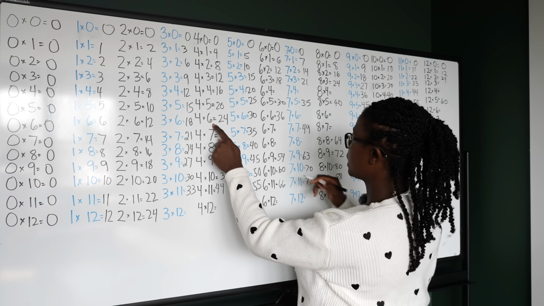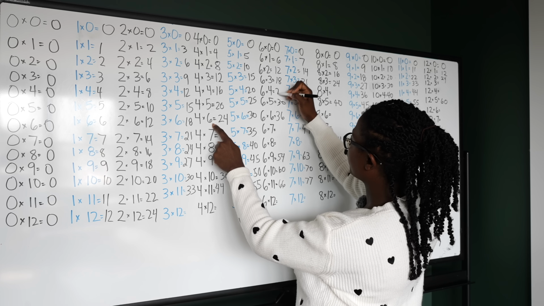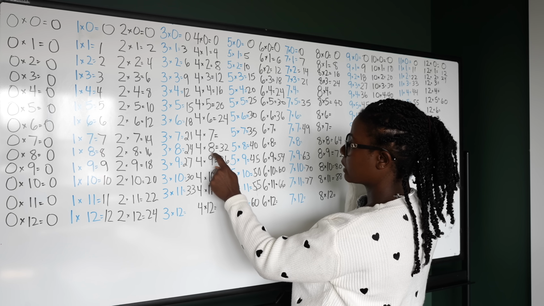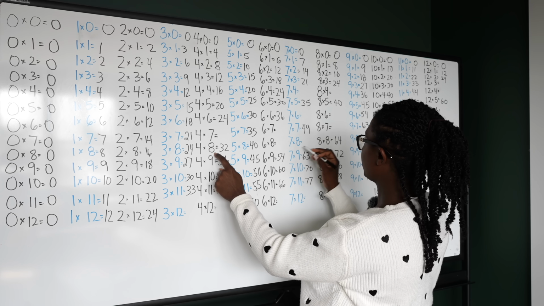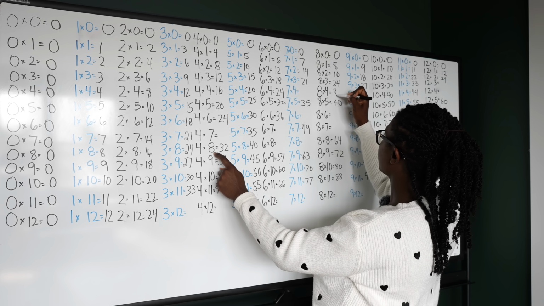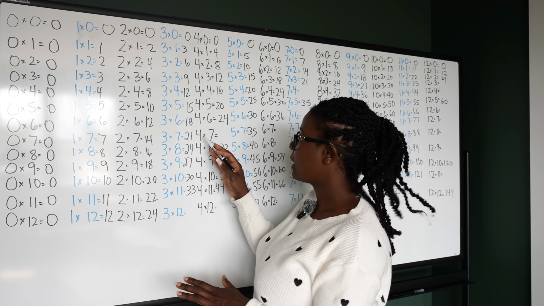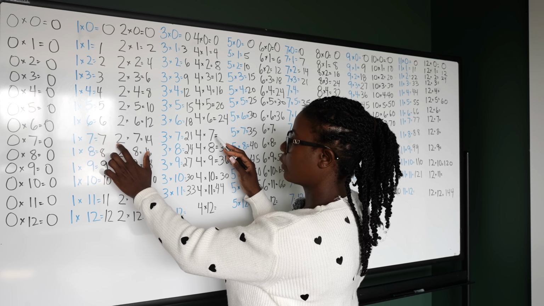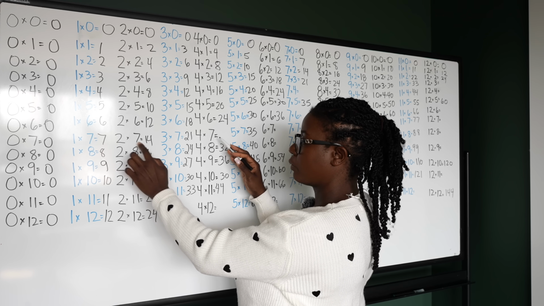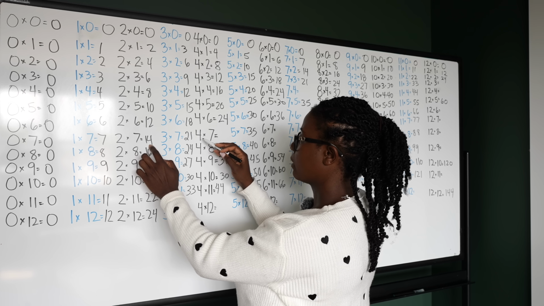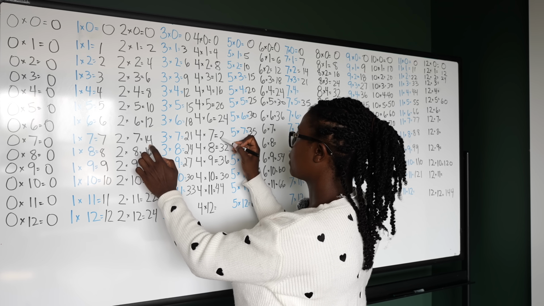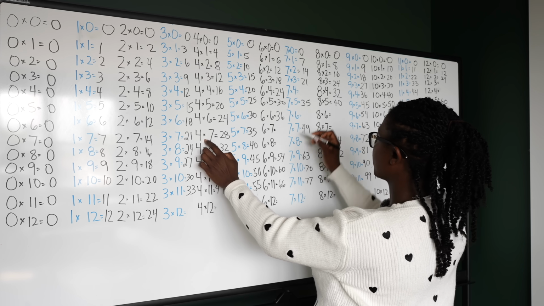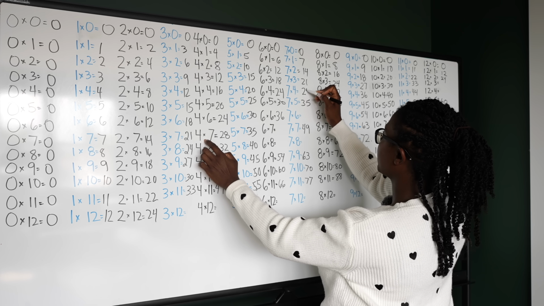We did 4 times 6, so what can we do? 6 times 4. And we did 4 times 8, so what can we do? 8 times 4. Same here. 4 times 7 is double 2 times 7. 2 times 7 is 14. So 4 times 7 should be 28. So 7 times 4, 28.